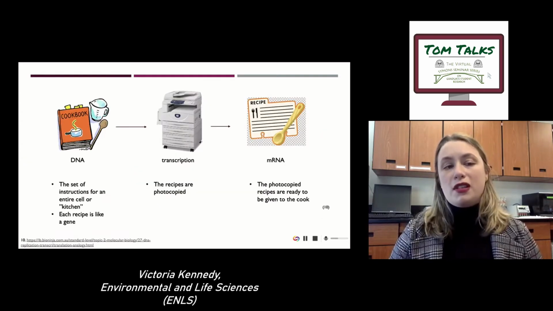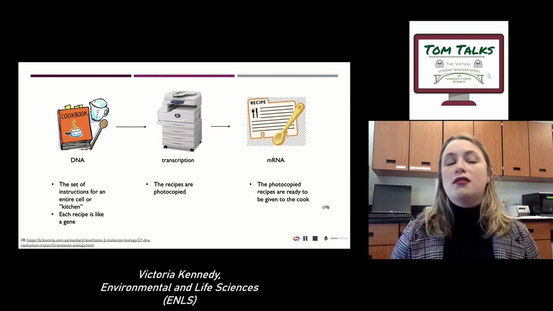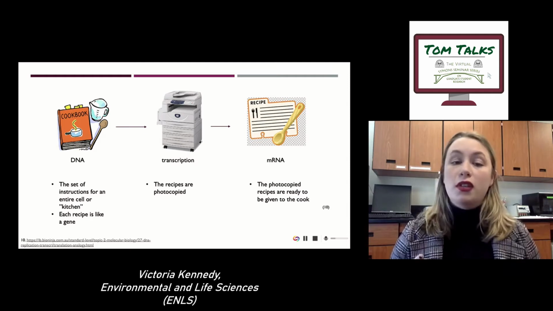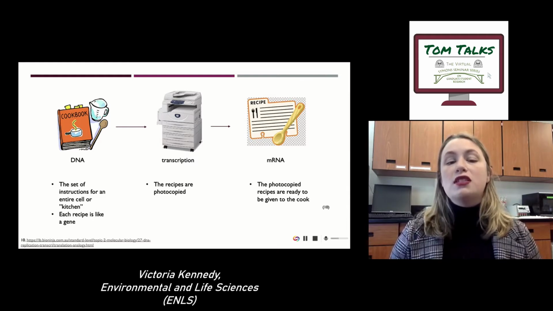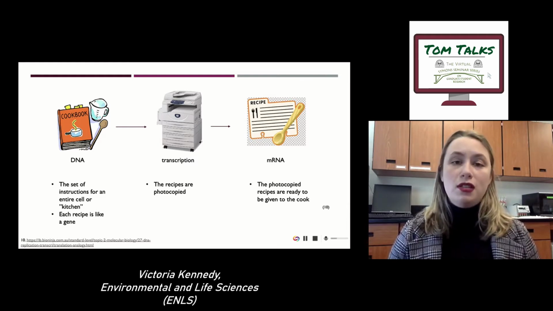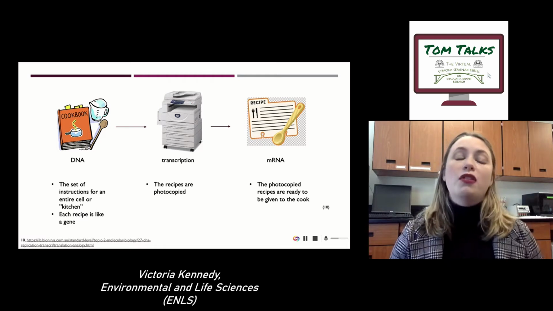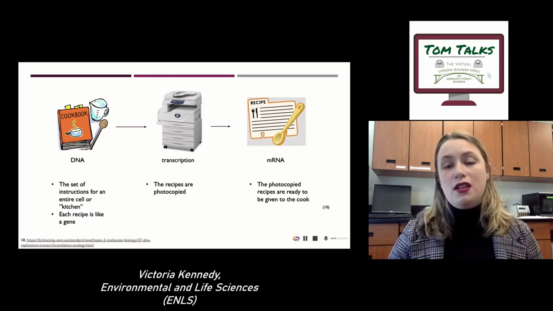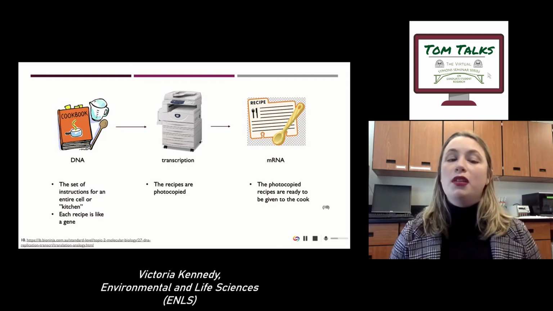So when I think about this, I like to think of a kitchen in a restaurant. So in a kitchen, you're going to have a cookbook, your DNA, because it's the set of instructions for the entire cell or the kitchen. Now, the DNA can undergo transcription, which essentially just means it's making copies. So in this case, this would be the equivalent of photocopying the recipes in your cookbook. And what you're left with at the end, in biological terms, would be mRNA or messenger RNA. But what you're left with in the kitchen is the photocopied recipes that are ready to be given to the cook. What I care about mostly in this process is the transcription and mRNA specifically.